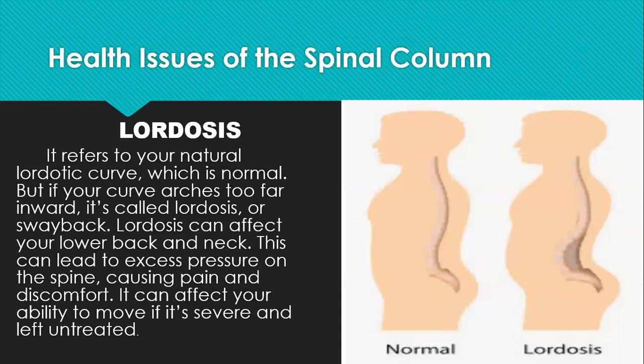Next is lordosis. It refers to your natural lordotic curve, which is normal. But if your curve arches too far inward, it's called lordosis or sway back. Look at the picture there. On the other side, that's the picture of the normal form. But the one on the right side is the one with lordosis. Look at this lower back.